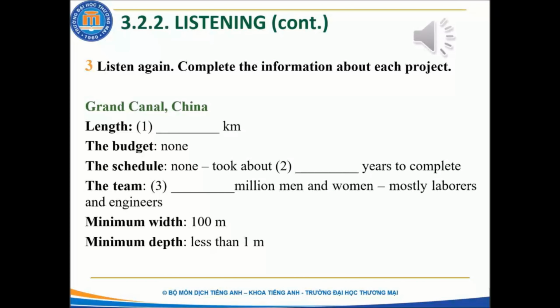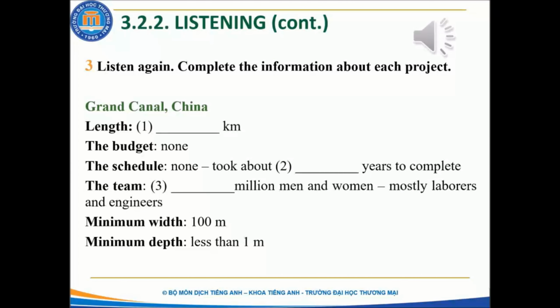Như vậy ở câu số 1 thì mình sẽ cần phải nghe được cái độ dài của cái kênh đào này, the length of the canal. Ở câu số 2 thì mình sẽ nghe tổng số năm để hoàn thành cái dự án này, đúng không ạ? Và câu số 3 thì mình sẽ phải nghe tổng số người đã tham gia vào dự án. Các bạn sẽ nghe một lần và điền từ số 1 đến số 3.